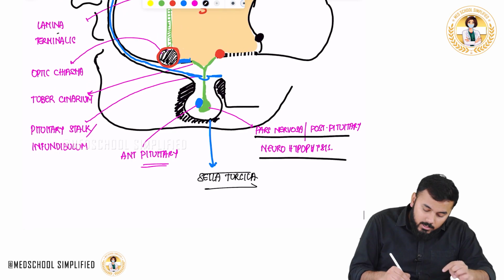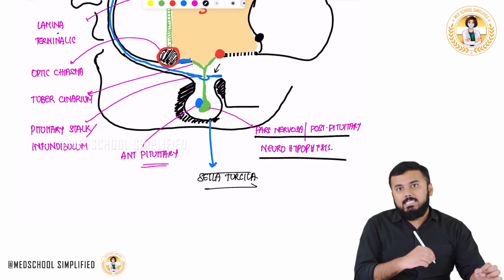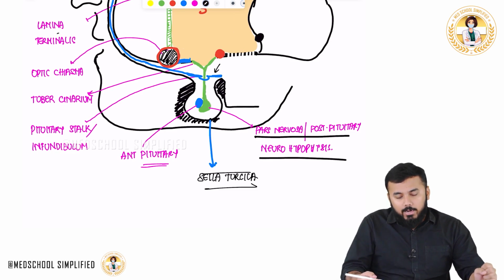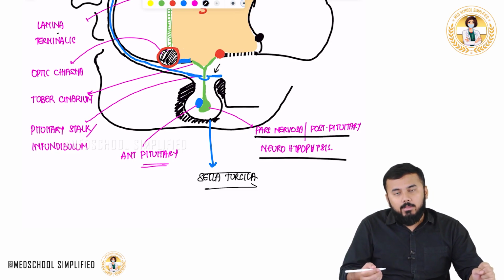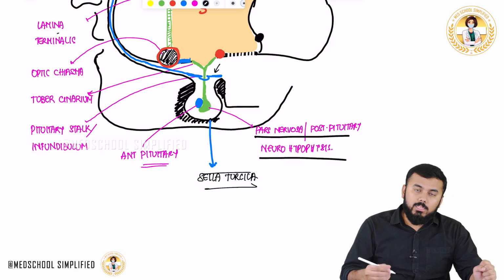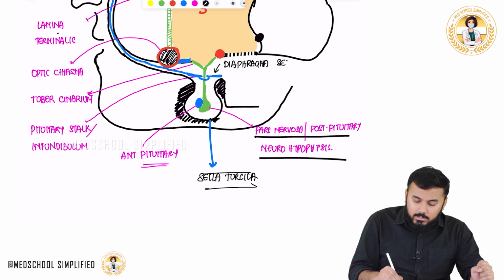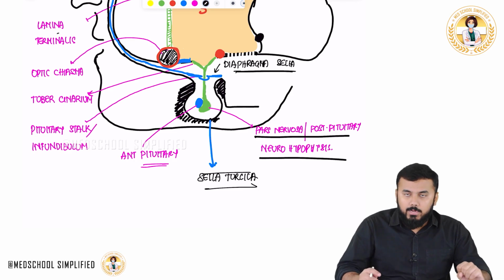So don't you think that this dura mater is extending and forming a roof over the sella turcica, right? This extension of dura mater, which is forming like a roof over the sella turcica, is called the diaphragma sellae. What is this diaphragma sellae doing? It is forming the roof of your pituitary gland.